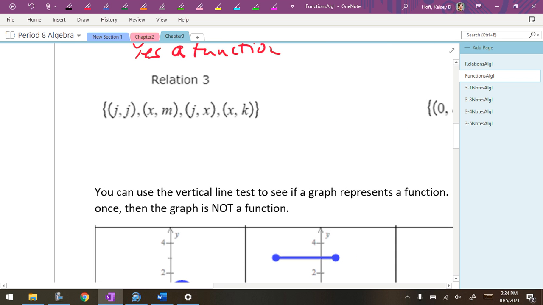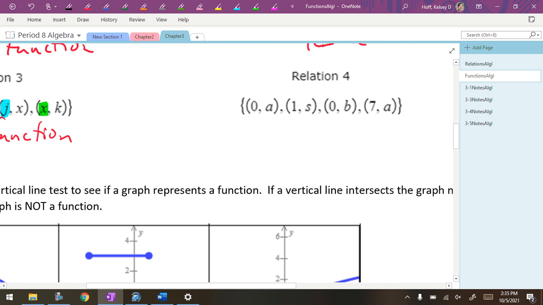Now they swapped. Now we're not talking mappings. Now they gave us ordered pairs. Is relation 3 a function? No. Why not? Ooh, very good. J and J are the same, and the x values are the same. So not a function. Relation 4: zeros are the same, so not a function.